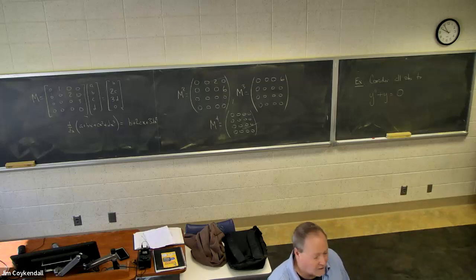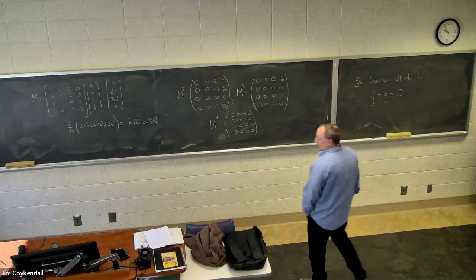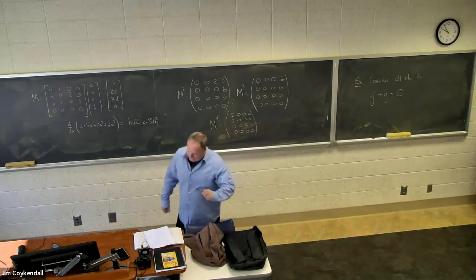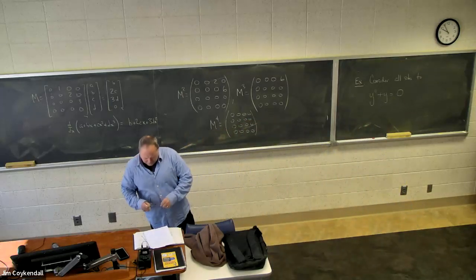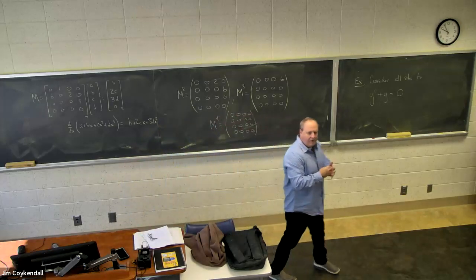Cosine x is a solution. So is sine x. And in fact, you should check, this is actually a vector space. So is any linear combination of sine and cosine, including 0. Okay. Any questions?